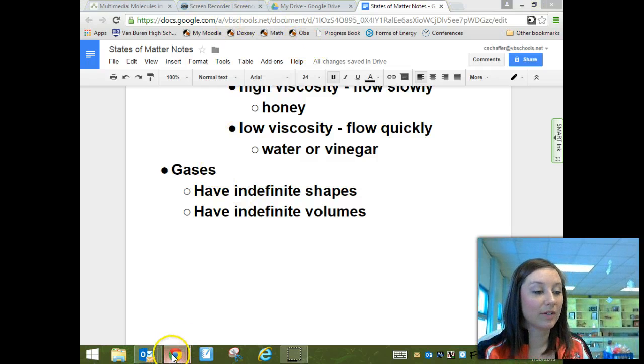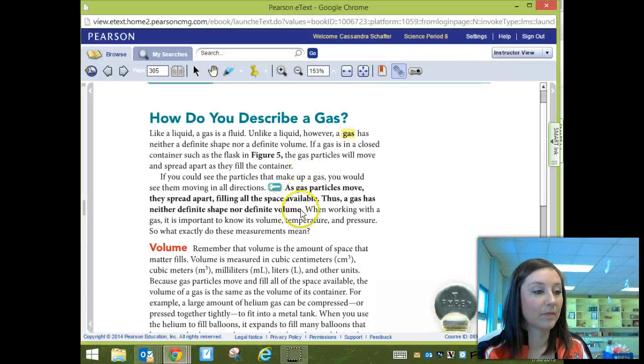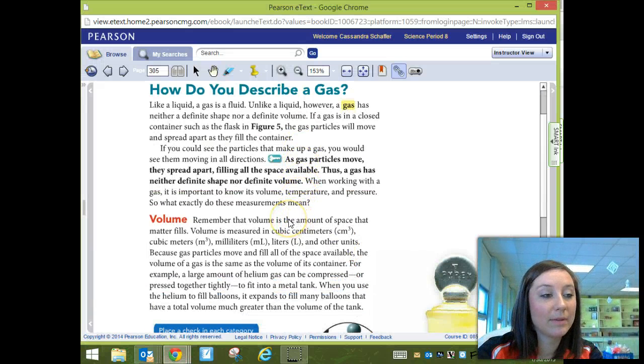So let's go back to our reading. If you could see the particles that make up a gas, you would see them moving in all directions. As gas particles move, they spread apart, filling all the space available. Thus, a gas has neither definite shape nor definite volume. When working with a gas, it is important to know its volume, temperature, and pressure. So what exactly do those measurements mean? And we don't need to worry about pressure. You'll learn about that up in high school. We'll talk about temperature a little bit later, and you already know about volume.